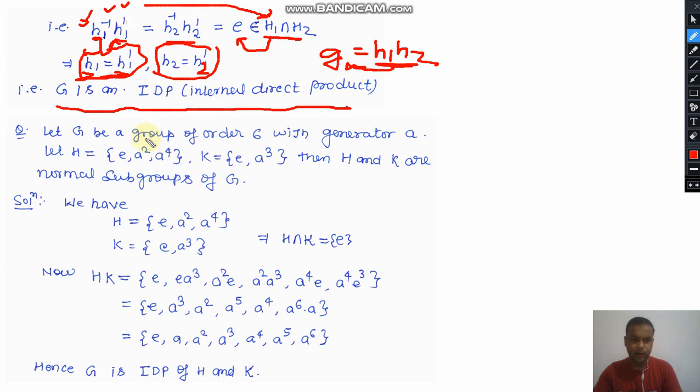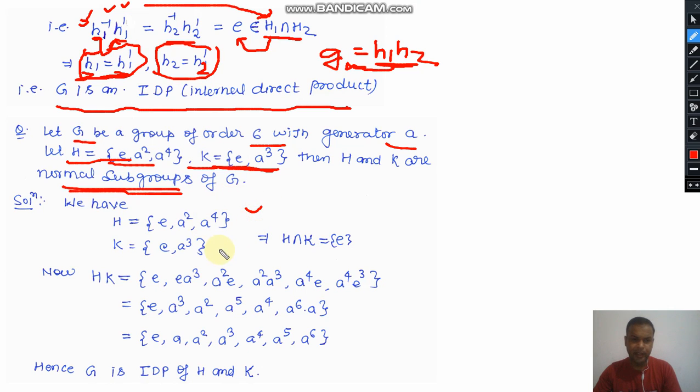Let us discuss one more question based on this theorem. In this question, it is stated that G is a cyclic group of order 6 with generator a, and there are two subgroups of this group G. Then we wish to show that H and K are normal subgroups. Sorry, these are sets, and we wish to show that these are normal subgroups. So we will use the above mentioned theorem.